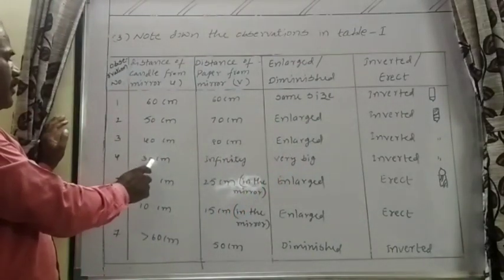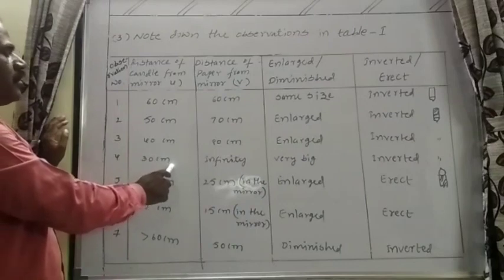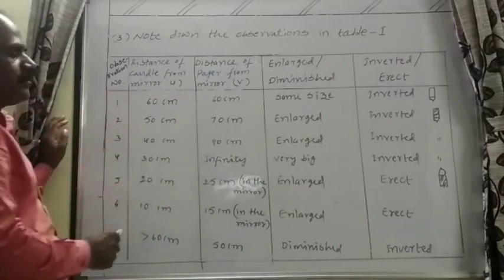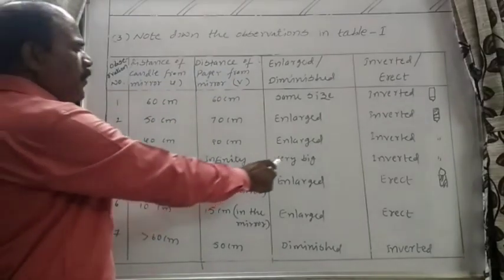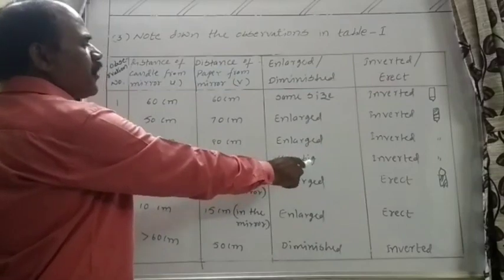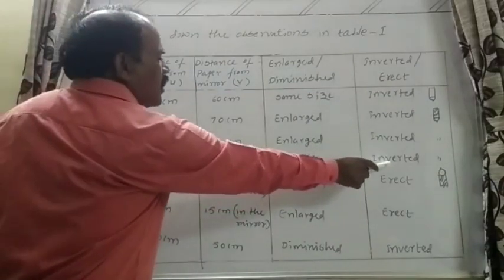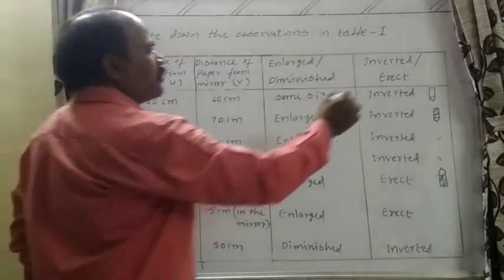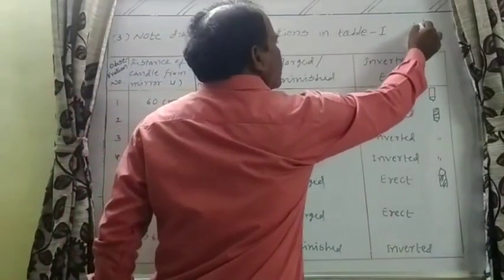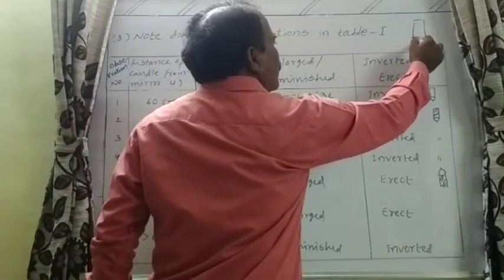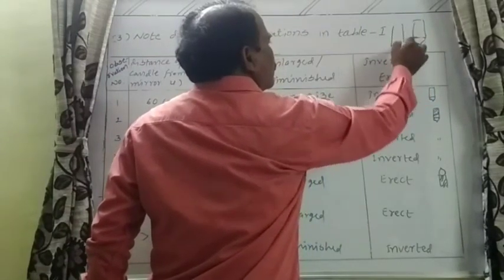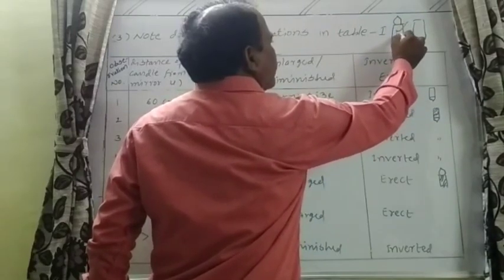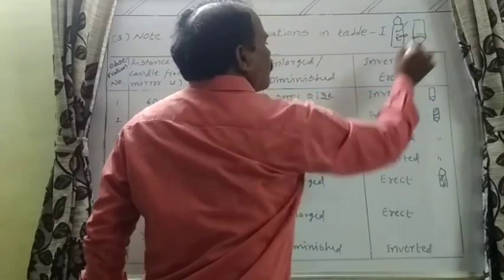Fourth one, the object placed 30 centimeter from the mirror. The image formed at infinity. A very big size image is formed. That image is an inverted image. Inverted means reverse. This type of image: this is the object, this is known as erect, and this is the inverted.